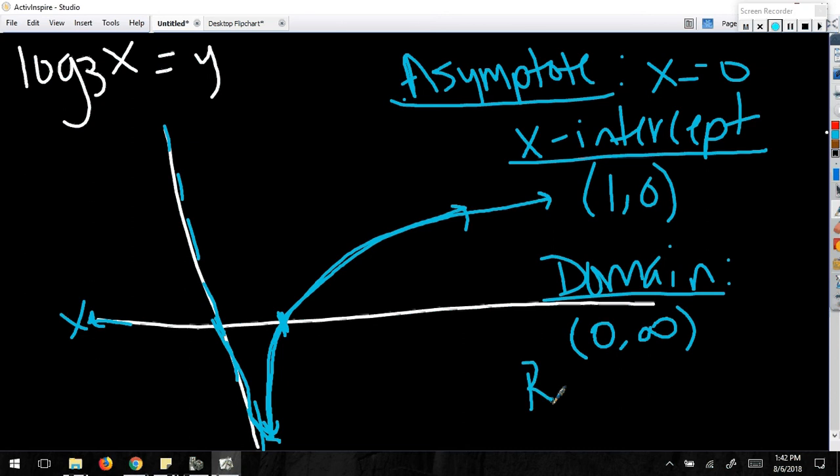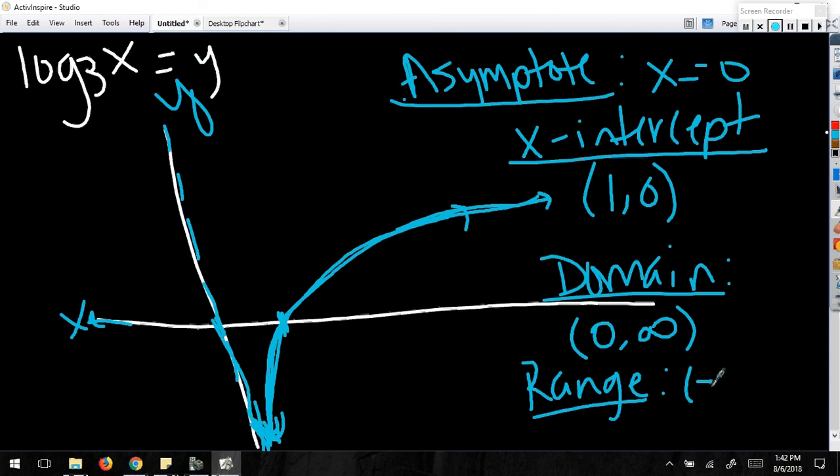The range, if you look, there's nothing bounding the range. It goes down forever because range is my y. It describes all these y values. It goes down forever as well as going up forever. There's nothing that's keeping it from going up or down. So my range is going to be negative infinity to infinity.